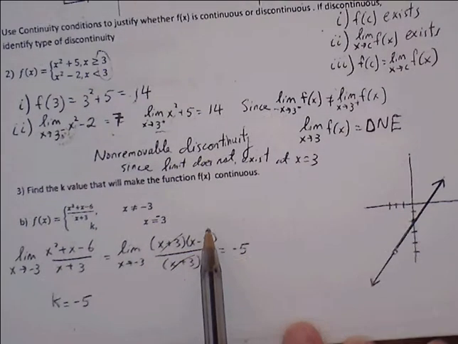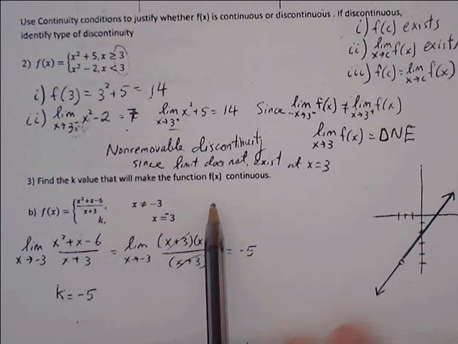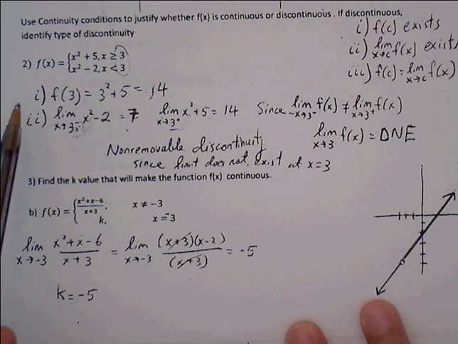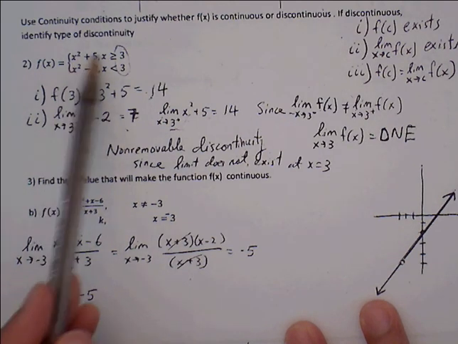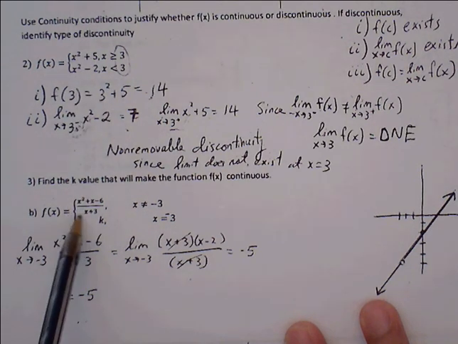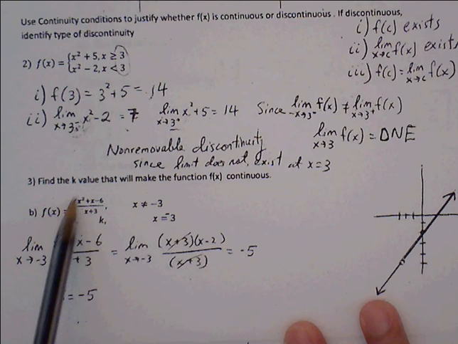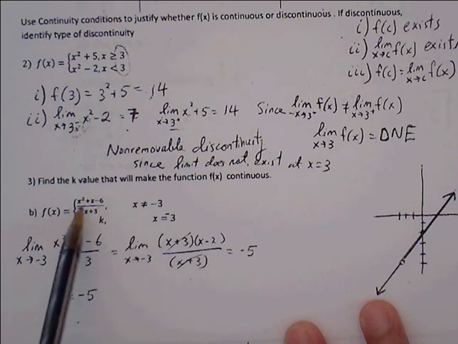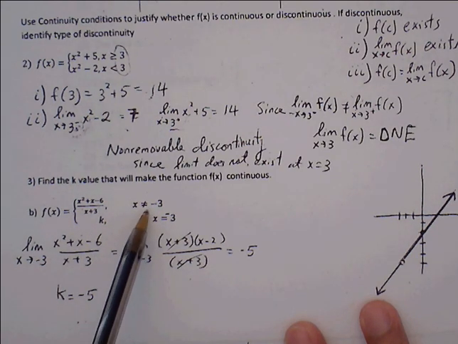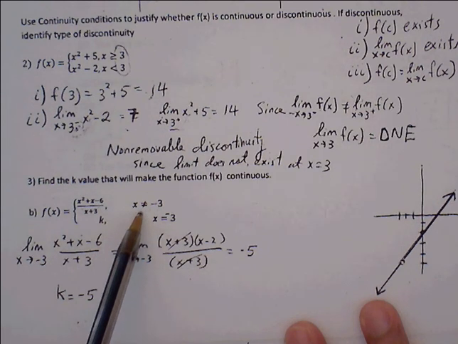All right, part 3. Find the value of k that will make the function f of x continuous. Now this piecewise function is different from number 2. Here we have 2 separate branches, one branch to the right of 3, the other branch to the left of 3. Here, the 2 branches are actually contained within this first piecewise function. The only place where the graph could be disconnected is at negative 3. So there could be a hole in the graph at negative 3.